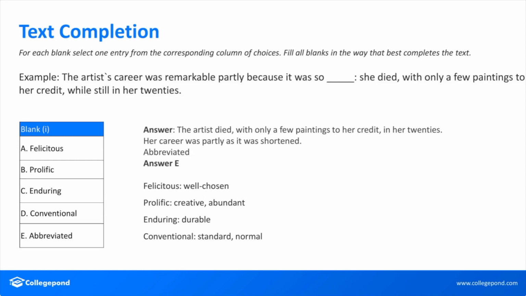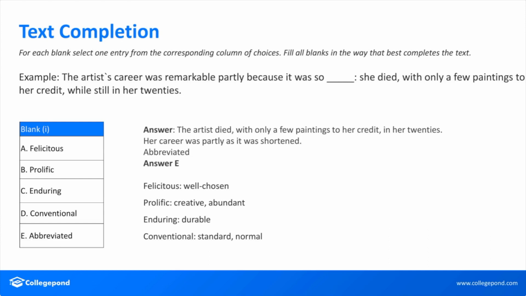Even in her 20s, she had such paintings. Imagine what would have happened had she continued painting for a longer period of time. So I'm looking at something that is short, abbreviated is the right answer, right? So the clue word is partly, it was because it was a short career. She died while she was in her 20s. Okay, the word colon means the second part is a continuation of the first part.